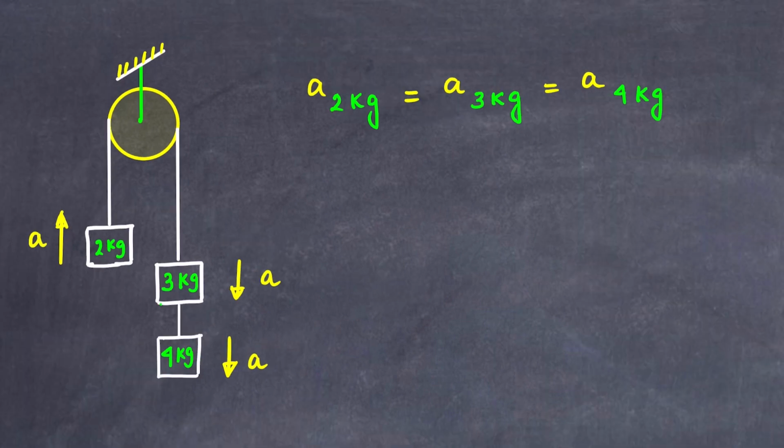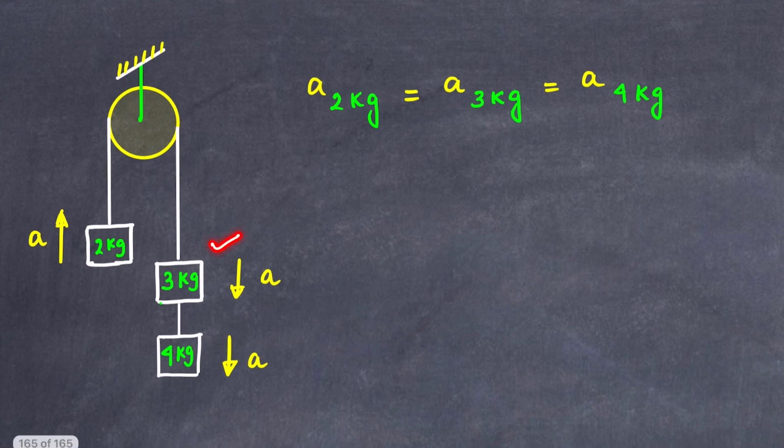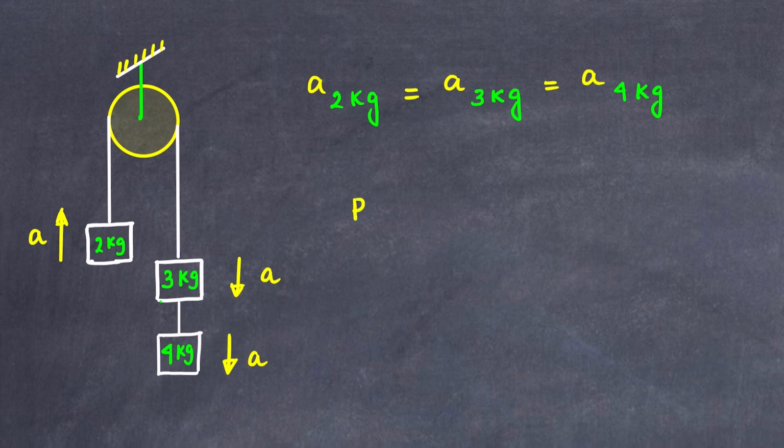So over here we know that all the blocks that are going downward will provide us the pulling force. Over here the 3 kg block and the 4 kg block are going downward, right? So that means the pulling force will be provided by the 3 kg block and the 4 kg block. So the pulling force will be the force provided by the 3 kg block, that is 3g, plus the force provided by the 4 kg block, that is 4g, right? So the net pulling force will be equal to 7g.